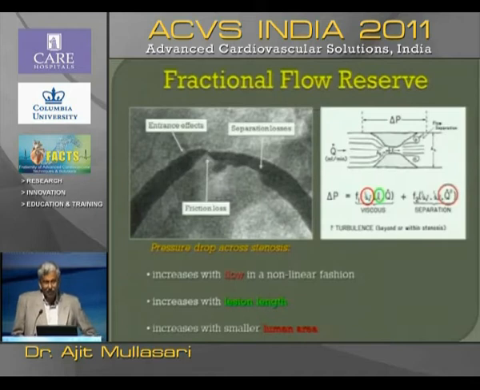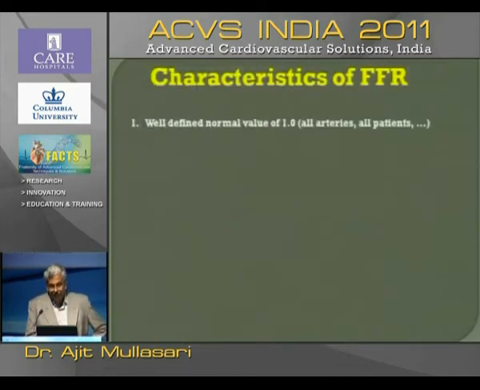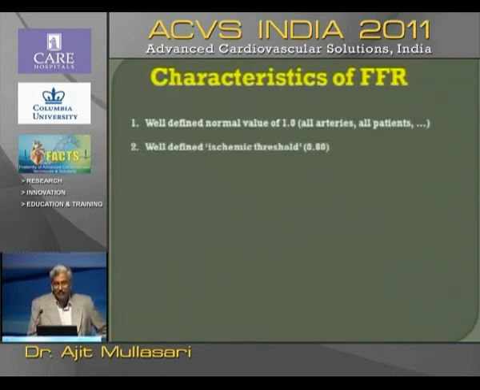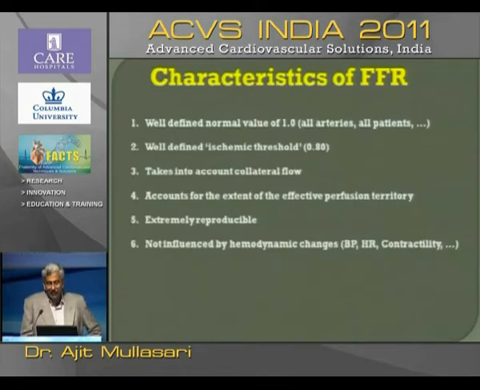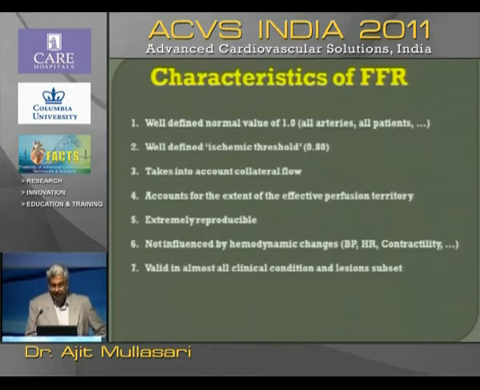dilatation. The important thing with fractional flow reserve is that the pressure drop across the stenosis increases with flow in a nonlinear fashion, increases with lesion length, and increases with smaller luminal area. So the characteristics of FFR are: one, it's a well-defined normal value of 1 irrespective of arteries, irrespective of patients. The ischemia threshold is 0.8, it takes into account collateral flow, accounts for the extent of effective perfusion territory, is extremely reproducible, not influenced by hemodynamic changes like blood pressure, heart rate, or contractility, valid in almost all clinical cases and lesion subsets, and is unsurpassed in spatial resolution.